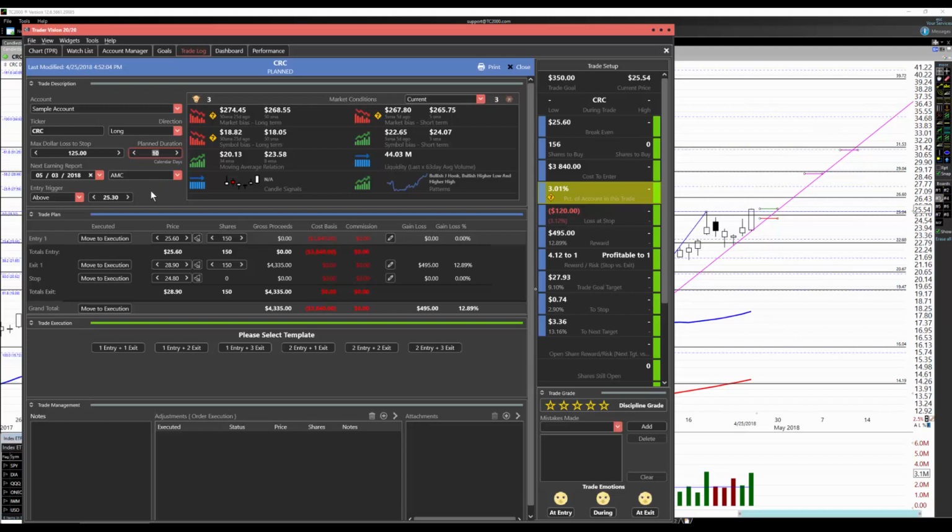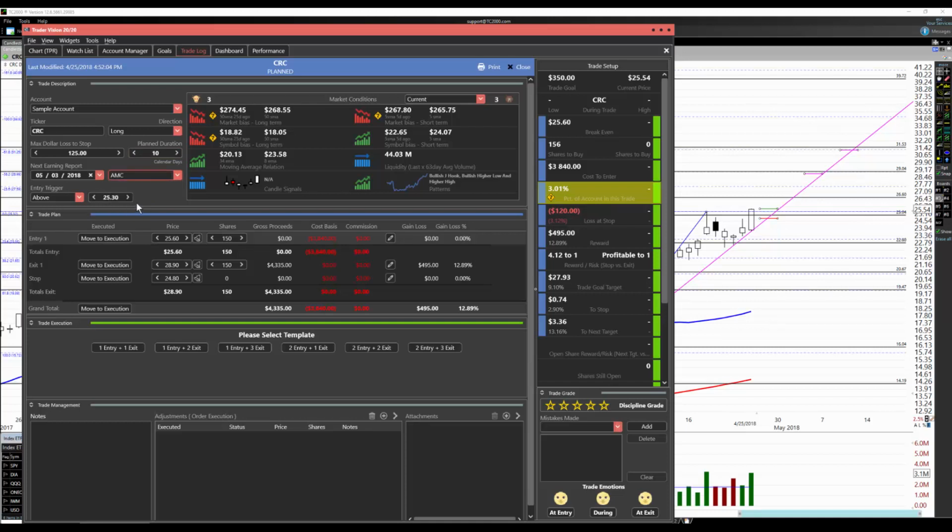The earnings are automatically looked up for you, and it's not perfect. None of the services are, but it does a pretty darn good job of reporting what the next earnings is and whether it's after the market close or before the market open.